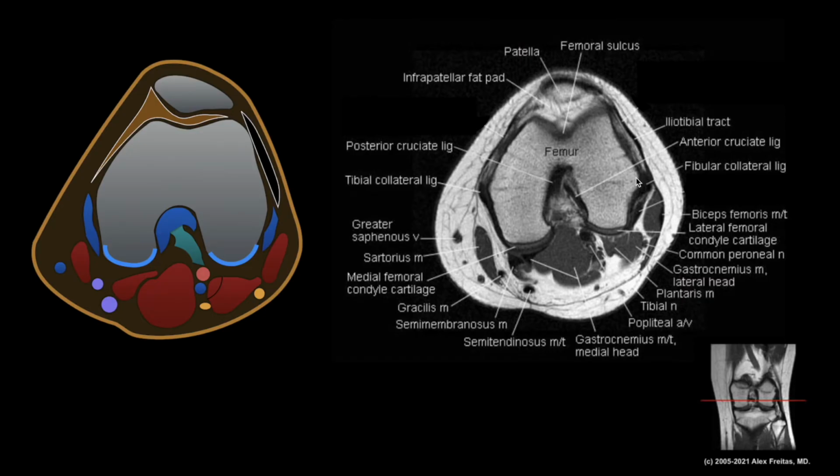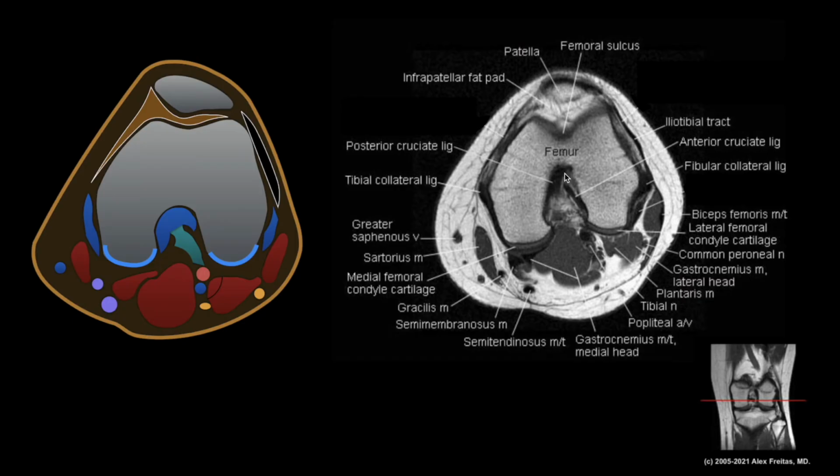We have a collateral ligament. We already talked about that. The tibial collateral ligament and the fibular collateral ligament. Fibular or lateral, tibial or medial collateral ligament. And we have here the iliotibial tract. So we're going to see this tract in another picture very clearly.